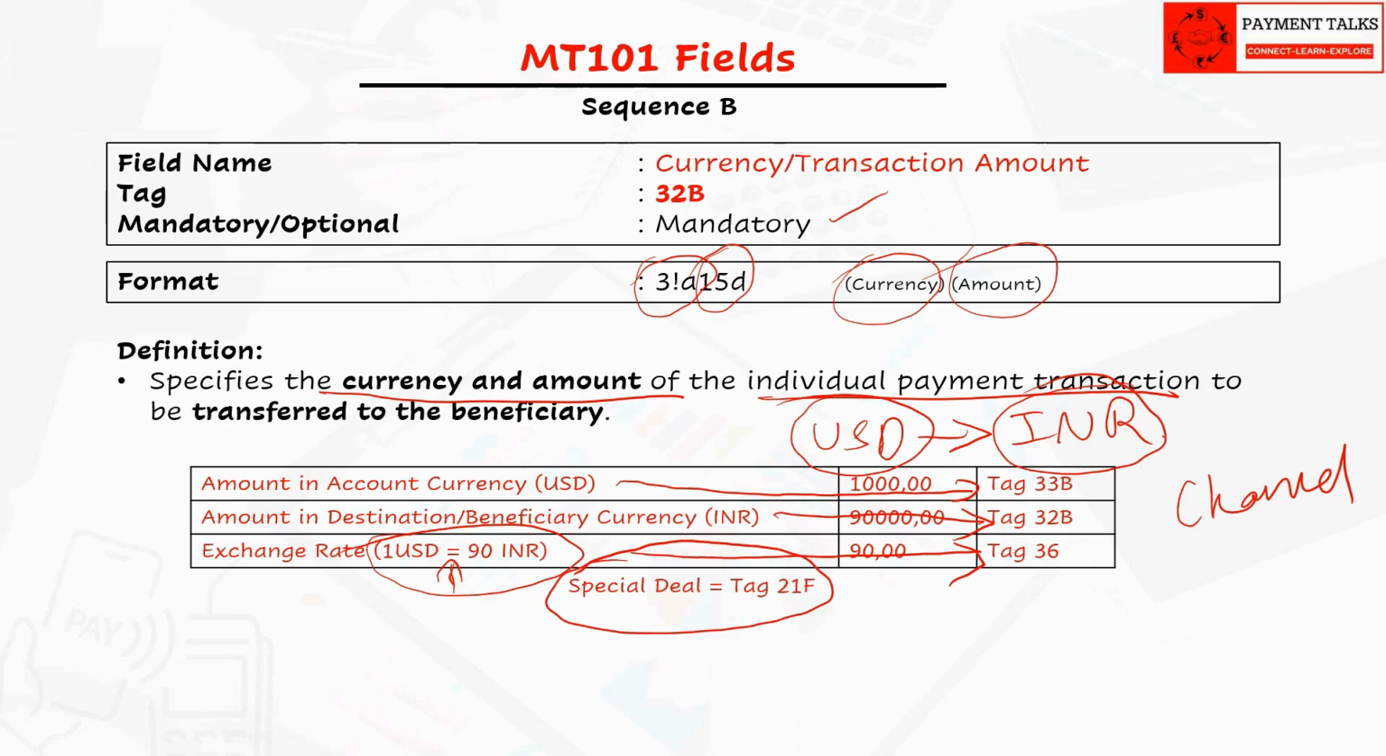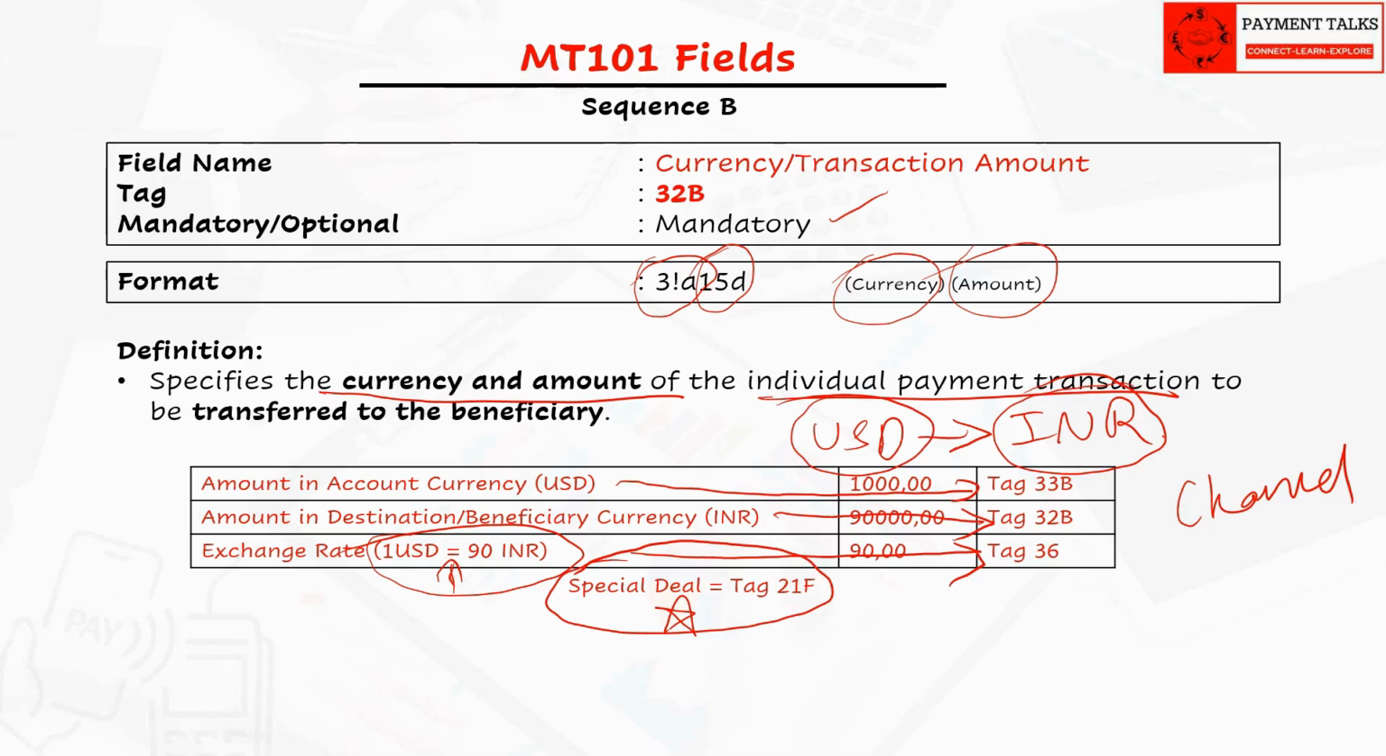Now, when this corporate customer sends the payment, how can the bank understand that he has a special rate? For this, the deal reference that the corporate has will be passed in the tag 21F. Whenever this field is present, the debtor agent is expected to verify internally during payment processing with their treasury system and apply the same FX rate for that payment from the corporate.